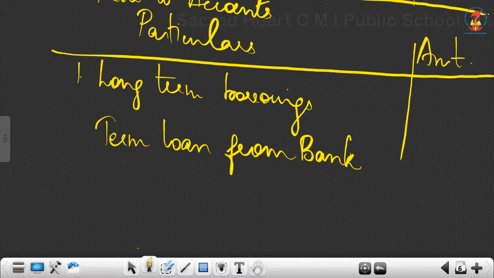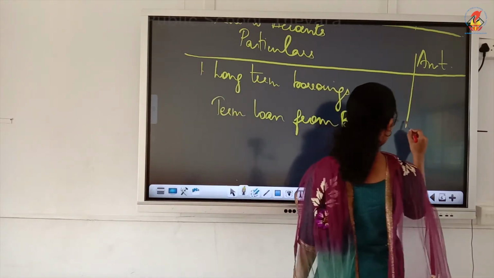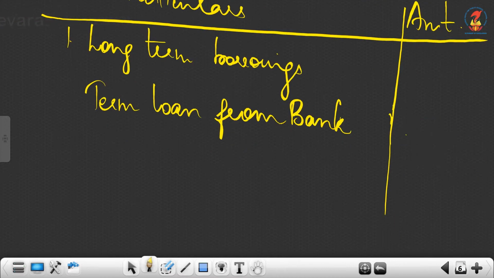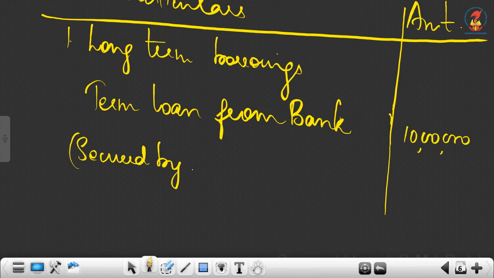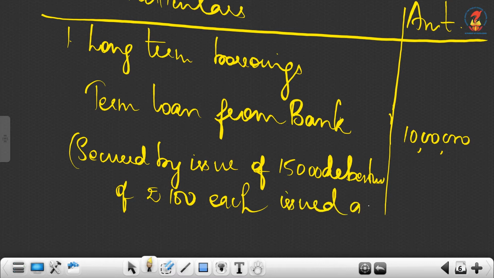What is the amount? Okay, here they have taken one example. Term loan from bank. Suppose you took bank loan of rupees 20 lakhs. Or you write bank loan of rupees 10 lakhs. Now, within brackets, you must write like secured by issue of 1500 debentures of rupees 100 each, 15,000 debentures you take. So it is 1,50,000, 15 lakhs. Okay, 100 each issued as collateral security.